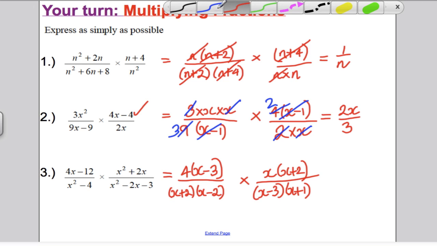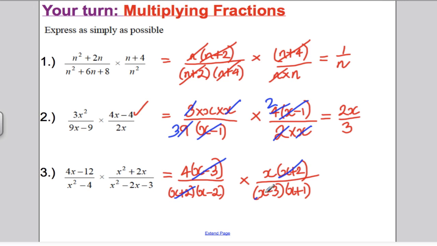Now let's just see what we can cancel. Well, an x plus 2 goes with that x plus 2, an x minus 3 goes with that x minus 3, and we'd be left with 4x on top, and we'd be left with x minus 2, x plus 1 on the bottom. And we're done. So hopefully you got those answers yourself, and if not, work through your mistakes and can now get them.